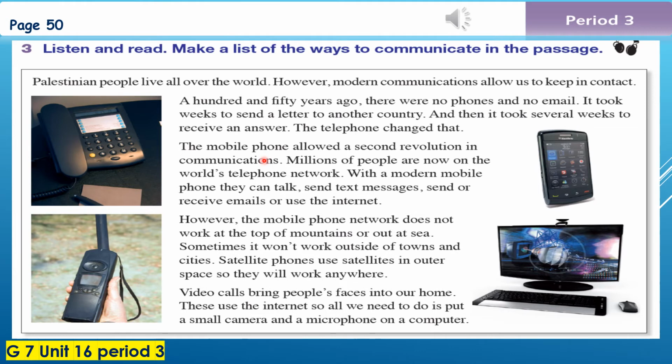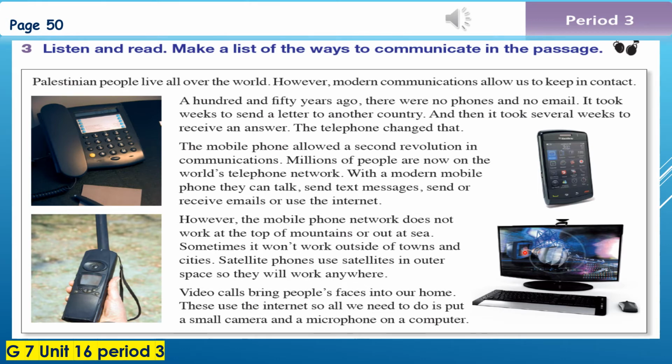Look at the picture. What can you see? What's this? Yes, this is a home phone. The next picture, what's this? This is a satellite mobile. The third one, it is clearly a mobile phone. And finally, this is a picture of a desktop computer to make video calls. I'll now play the audio, listen carefully, and write the ways of communications which were mentioned in this passage.